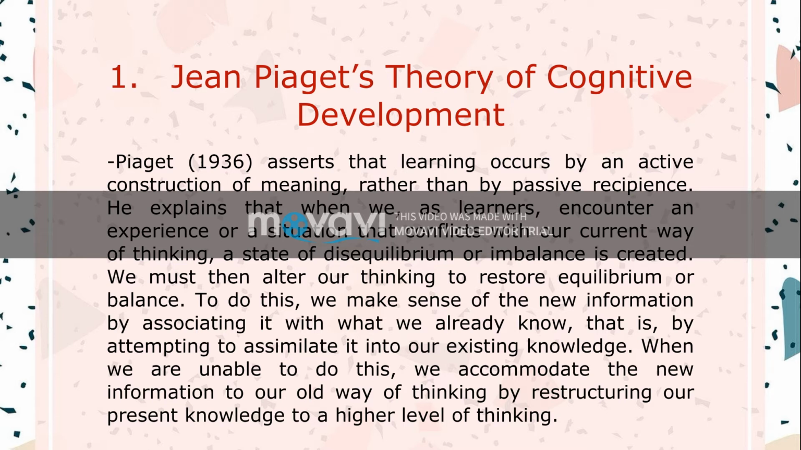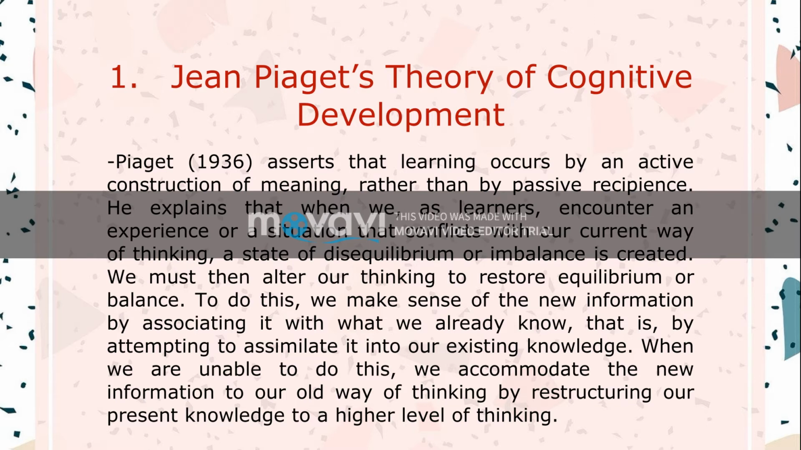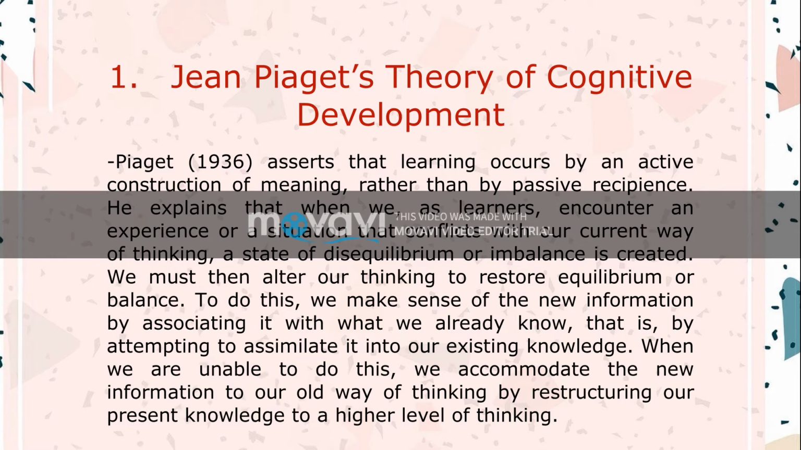He explains that when we, as learners, encounter an experience or a situation that conflicts with our current way of thinking, a state of disequilibrium or imbalance is created. We must then alter our thinking to restore equilibrium or balance. To do this, we make sense of the new information by associating it with what we already know. That is, by attempting to assimilate it into our existing knowledge. When we are unable to do this, we accommodate the new information to our old way of thinking by restructuring our present knowledge to a higher level of thinking.